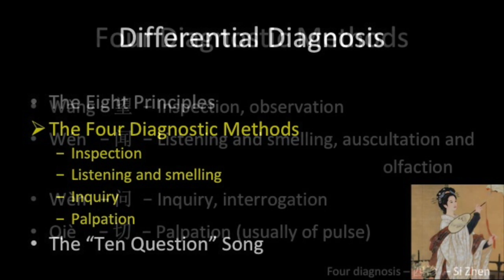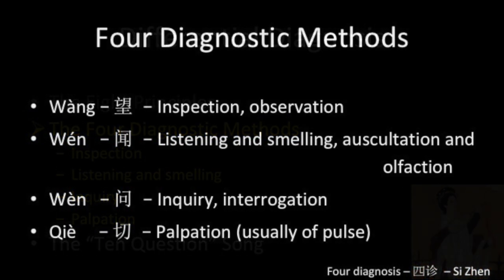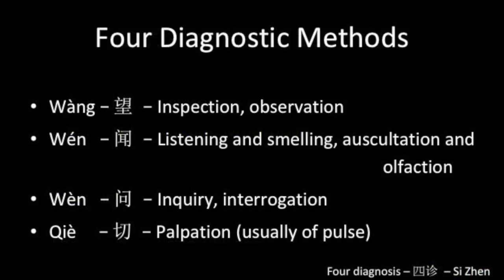Classically, patient diagnosis is conducted using 4 methods. 1 is inspection or observation. 1 is listening and smelling, or auscultation and olfaction. 1 is inquiry or interrogation, and che is palpation, usually with respect to the pulse.